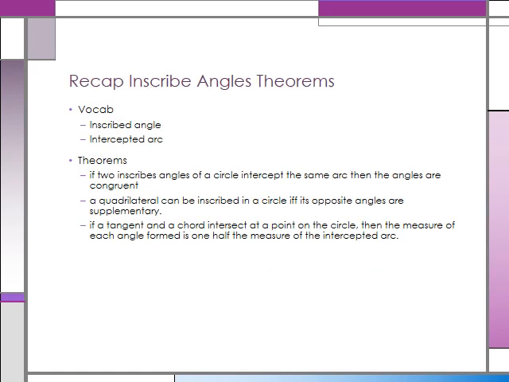All right. So remember, we need to know the vocab: inscribed angles, intercepted arc, and a tangent. Your theorems: if two inscribed angles of a circle intercept the same arc, then they're congruent. A quadrilateral can be inscribed in a circle if and only if its opposite angles are supplementary. And if a tangent and a chord intersect at a point on the circle, then the measure of each angle formed is 1/2 the measure of the intercepted arc.